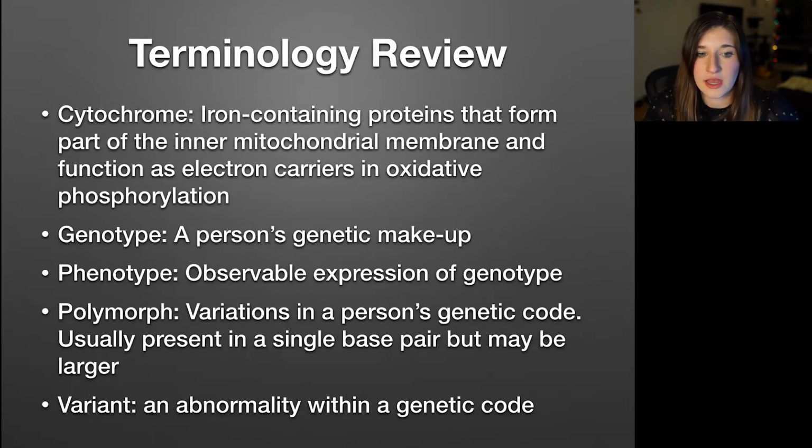A genotype is a person's genetic makeup, so what their actual genes do for them. And a phenotype is the observable expression of a genotype, so how those genes are outwardly seen. For instance, someone might have brown eyes, that's a phenotype. A polymorphism is a variation in a person's genetic code that's different from what we consider wild type or normal. It's usually just a single base pair that's different, but it could be multiple base pairs. And then a variant is just an abnormality within the genetic code.